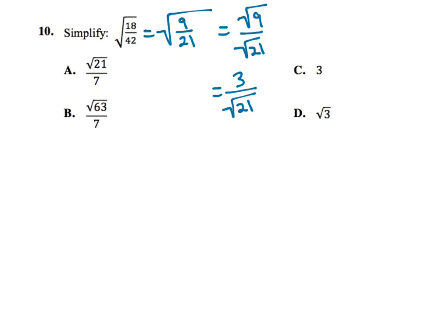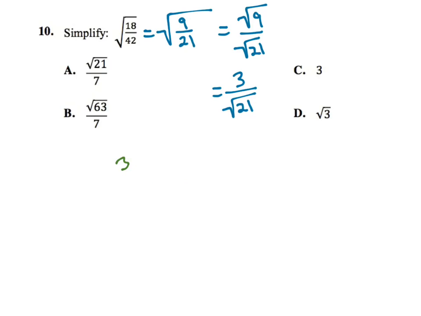But I'm not done, right? Because I have a radical in the denominator. I'm not allowed to do that. So I'm going to rationalize the denominator. To do that, I'm going to multiply my fraction by a form of 1. We do that all the time. If I have 3/4 and I need eighths, then I'm going to multiply this by 2 over 2, and that's going to give me 6/8. We do that all the time with fractions. Because 2 over 2 is equal to 1, I'm allowed to do that.